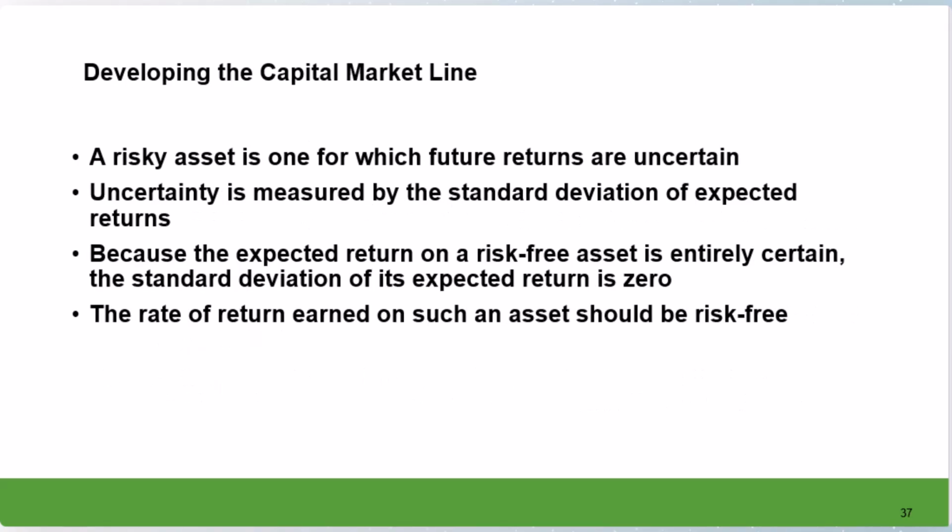So what does this mean, right? We need to develop what we refer to as the capital market line. Risk is measured by standard deviation. We know that a risk-free asset exists, and that risk-free asset has a standard deviation of 0. So the capital market line shows the best risk-return combinations available. Portfolios are formed by mixing the risk-free asset with the market portfolio.